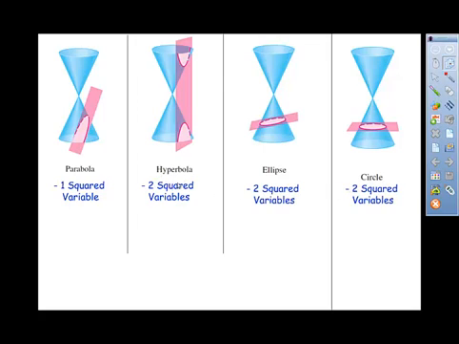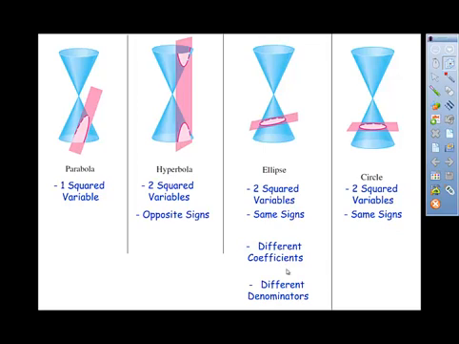So hyperbola, two squared variables. Something else about the two squared variables with the hyperbola, which is different from all the other ones, is that the two squared variables will have opposite signs. Okay, so all these other ones, they're going to have the same signs. So that means that right now an ellipse and a circle, they're identical. But what's different between an ellipse and a circle is that the ellipse is going to have different coefficients, or different denominators, which I'll explain later. And then the circle will have the same coefficients and the same denominators.